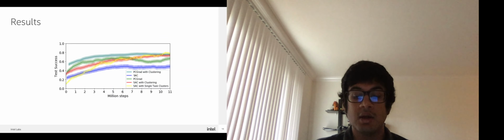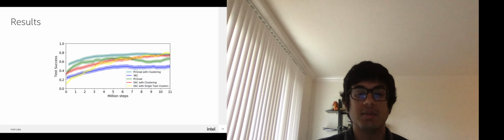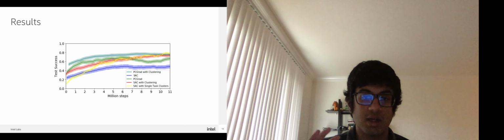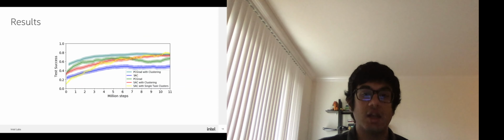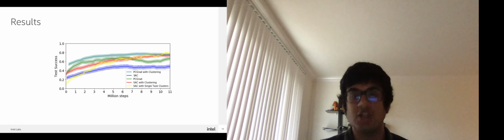In the plot, the red curve indicating SAC with clustering outperforms the baseline SAC curve in blue. Similarly, PCGRAD with clustering outperforms PCGRAD with a single network for all tasks. Training per-task networks independently, shown in yellow, is able to achieve high task performance, but takes much longer. The combination of PCGRAD with our clustering method achieves the best results.